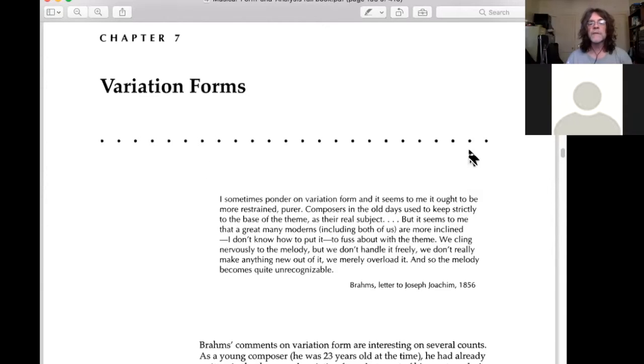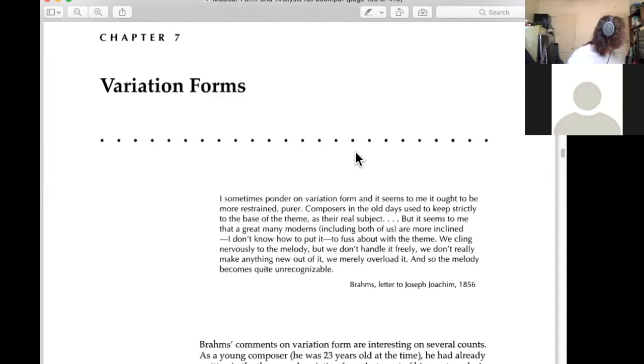And so we're in this chapter called Variation Forms, which is also known as Theme and Variation. The last class, which was Thursday, we didn't discuss the chapter. We only looked at a piece of music called Brahms's Variations on a Theme by Haydn. Apparently he has two different ones, a piano one and an orchestra one, and in our book it's an orchestra piece. But anyway, it's just an introduction on what's going on here.